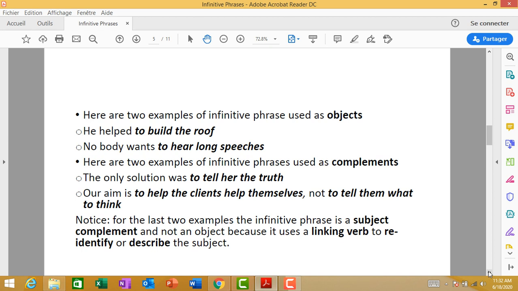Our aim is to help our clients help themselves. Help our clients help themselves is our aim. That means we're defining the subject using what we call the linking verb, which is the verb to be that is conjugated here, and it became is.